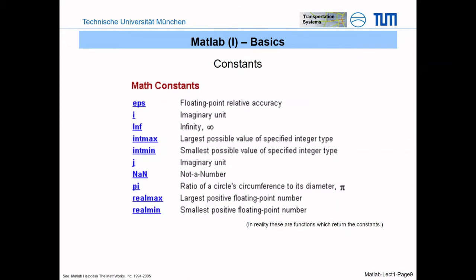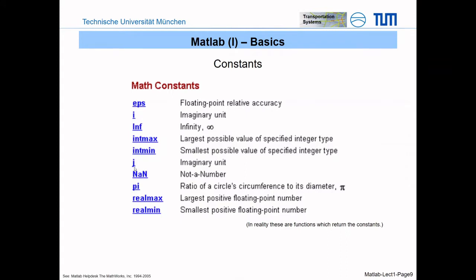And then the other functions which are quite important are int max, int min, which are the maximum and the minimum number which can be represented. The real max and real min, it's the maximum and minimum number which can be represented in real. You also have epsilon. Epsilon is the floating point relative accuracy. In principle, this is the minimal distance between two floating point numbers. So this is the minimal representable fraction in a floating point number.